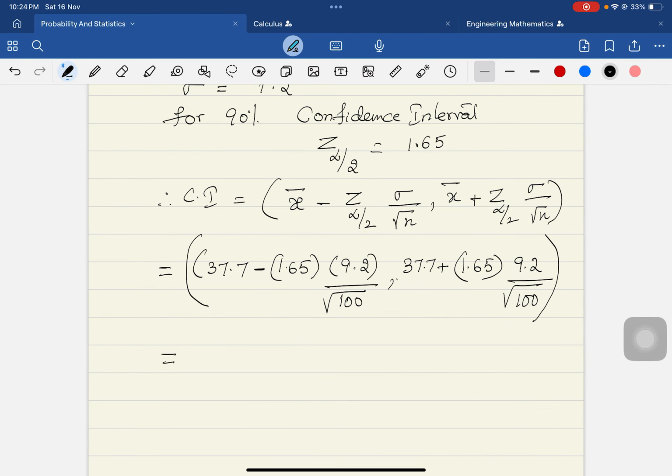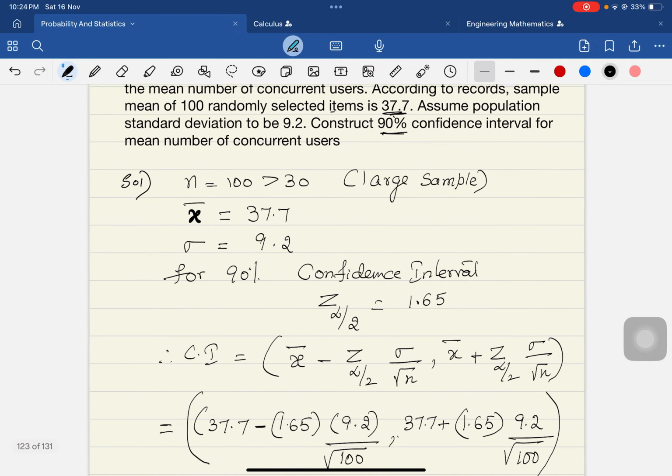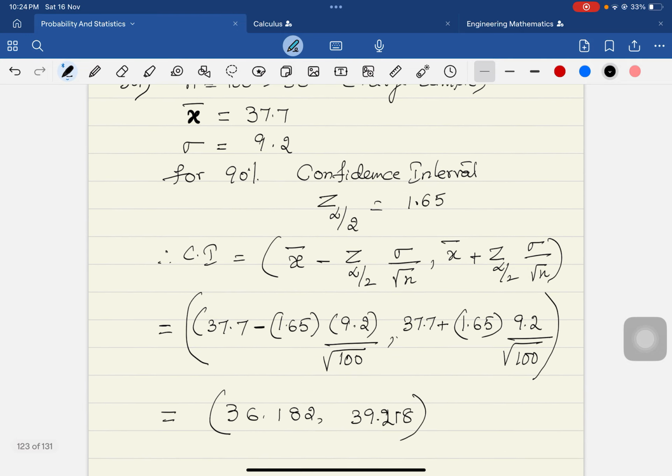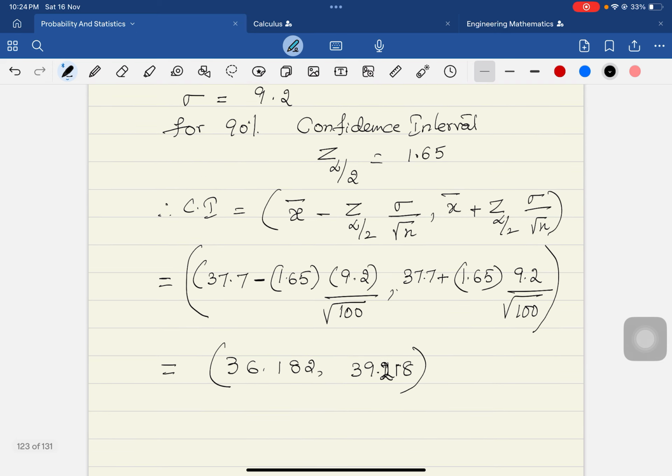Let us do the calculation for this using your calculator. The value gives you 36.182 comma 39.2218. This is the confidence interval in which you can estimate the mean lies. The sample mean X bar is 37.7, and your population mean also lies in the same interval. I hope you could understand.